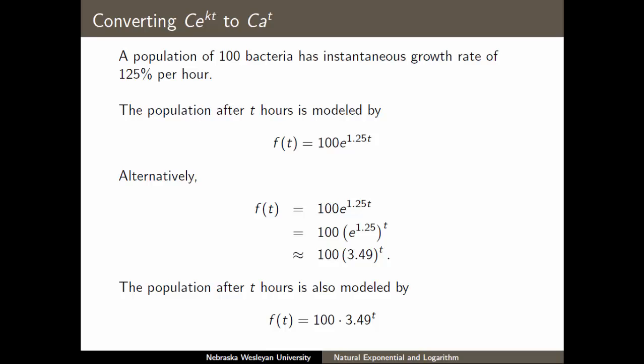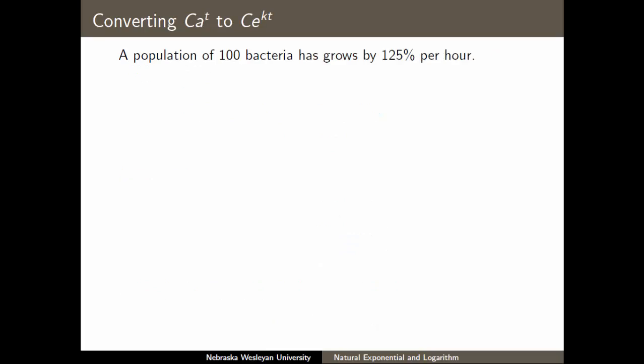An instantaneous growth rate of 125% per hour is useful for someone interested in calculus, but it doesn't give me much intuition about how the population is really growing. The form I have at the bottom has a growth factor of 3.5, and I can see that every hour I expect the population to multiply by about 3.5. This one's a very slight variation of the one we had before.